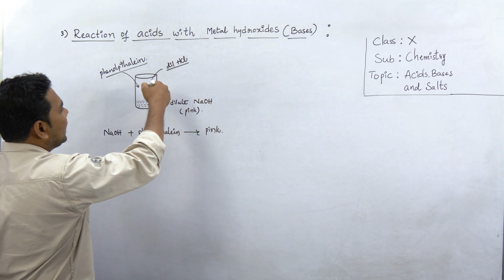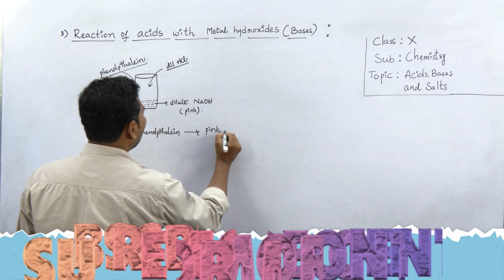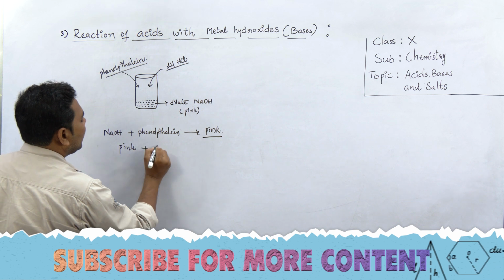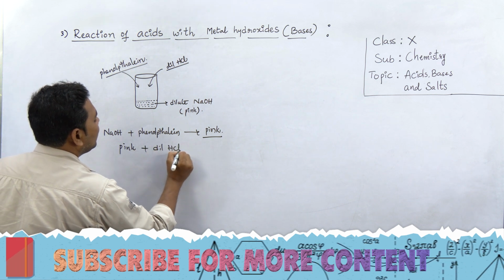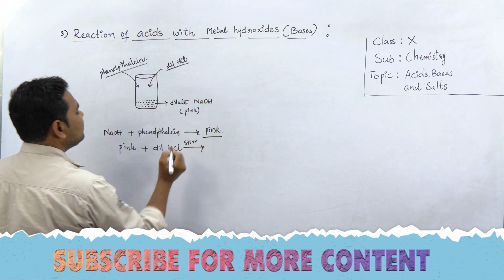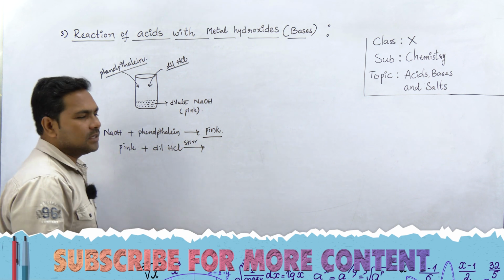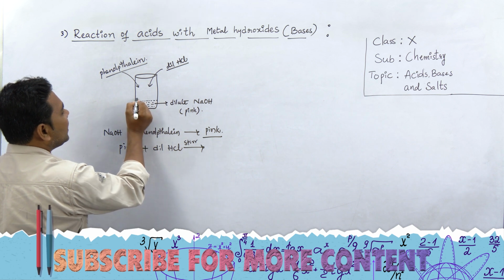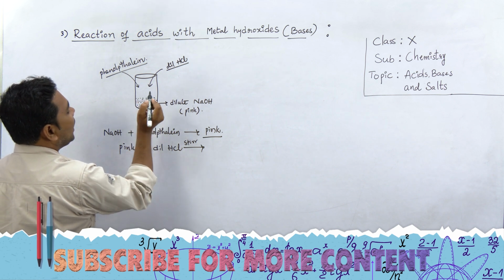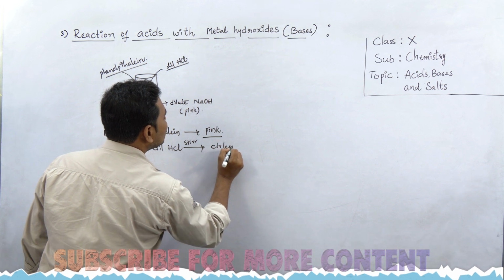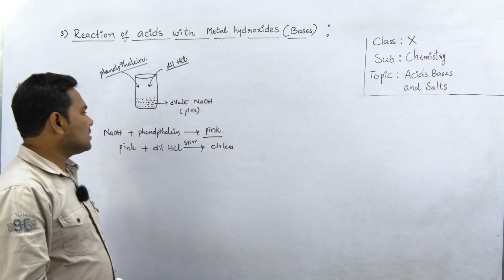And then I stir the solution. To this pink solution, I add a few drops of dilute hydrochloric acid and stir with a glass rod. Then what happens? What do you think happens? The pink color disappears when I add a few drops of hydrochloric acid and stir it, and the solution becomes colorless. Why does it become colorless?